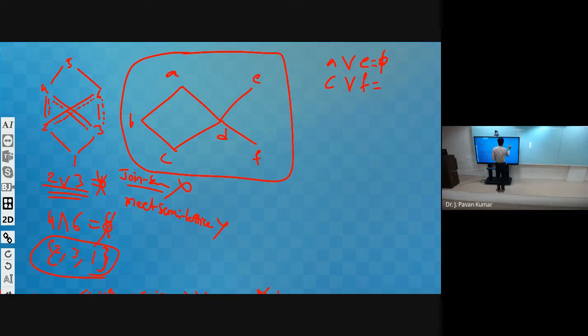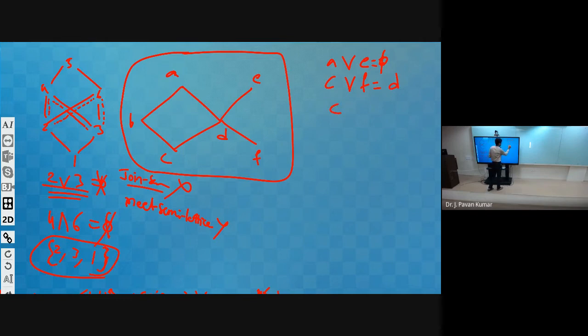For C comma F, what is the upper bound? Upper bound includes D, isn't it? Upper bound includes A. Why? Because C is related to A. And upper bound includes E as well, because C is related to E and F is also related to E. So D, E, A will be upper bounds. Out of those, are we having a least upper bound? D is related to all other elements, so it is the least upper bound, isn't it? So C join F will be D.